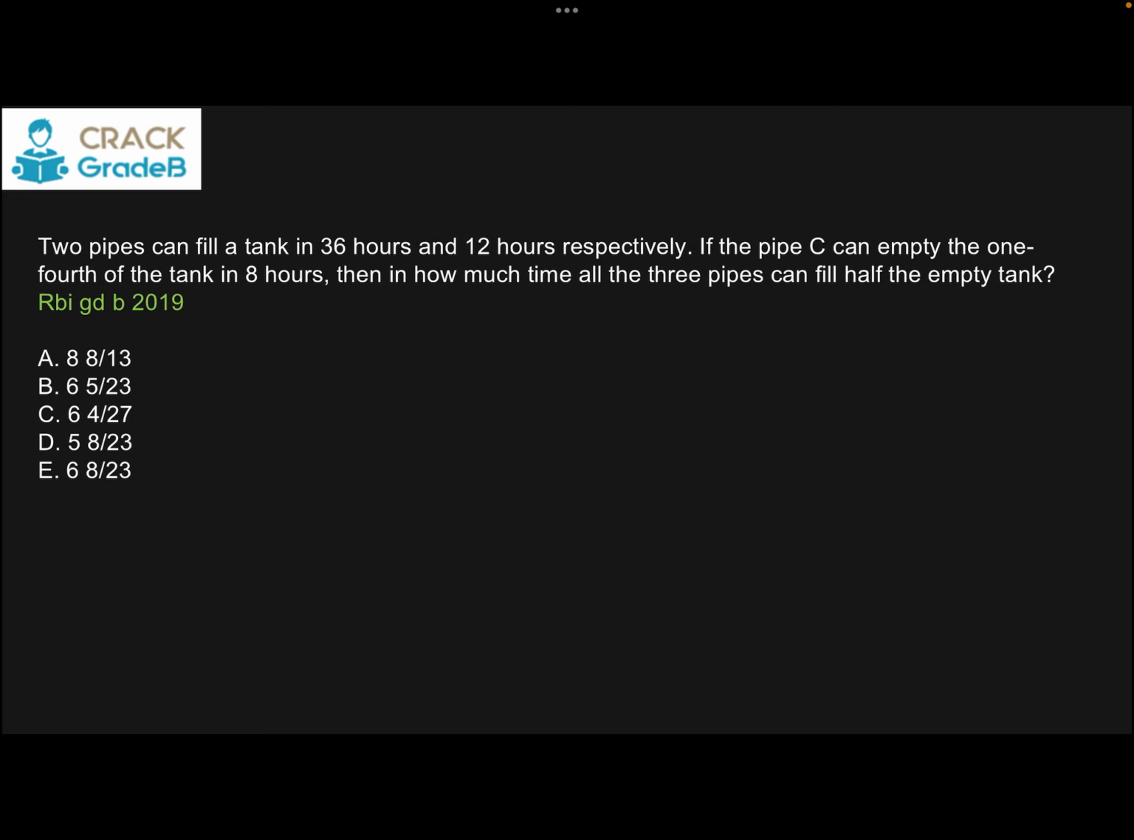Two pipes can fill a tank in 36 hours and 12 hours respectively. If pipe C can empty 1/4 of the tank in 8 hours. So we know if it can empty 1/4 of the tank in 8 hours, the complete tank it will empty in 8 into 4, that is 32 hours. So A fills the tank in 36 hours, B fills the tank in 12 hours. A also fills, B also fills, but C empties the tank in 32 hours.